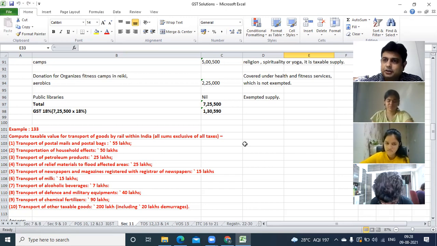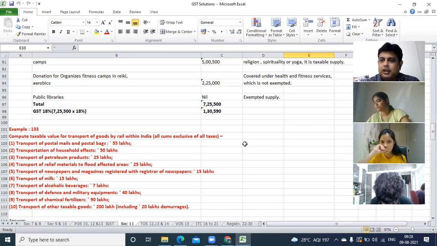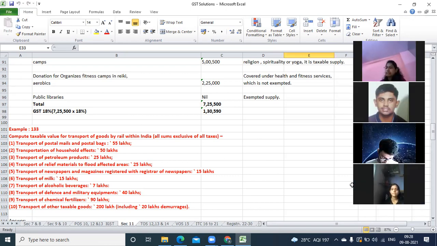Even last year you must have realized the importance of section 10. Anywhere in any of the chapters they used to jump one or two items of section 10. Yes or no? In salary also they used to be there, house property also, business profession also. Similarly this year, your section 11 has its impact.